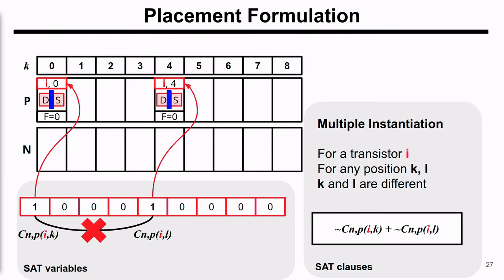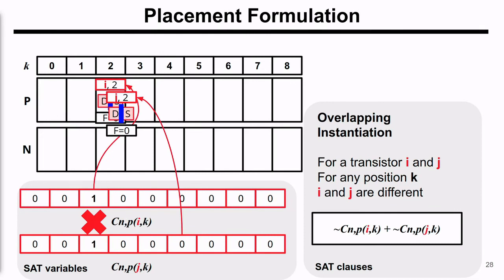So we now need to constrain double instantiation of the transistors by not letting 2 position variables be active at the same time. For every transistor and any pair of positions K and L, we add a clause to avoid both being active. Now, we avoid 2 different transistors being instantiated in the same position. For any pair of different transistors I and J, and any position K, we constrain that both are not active.